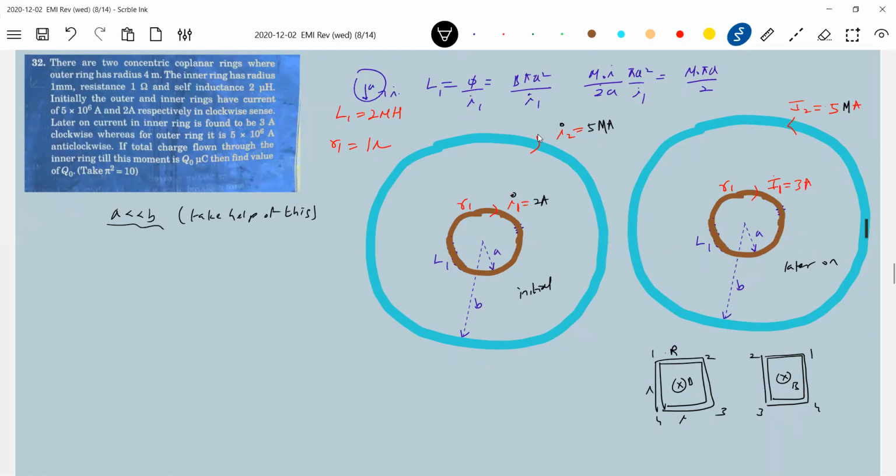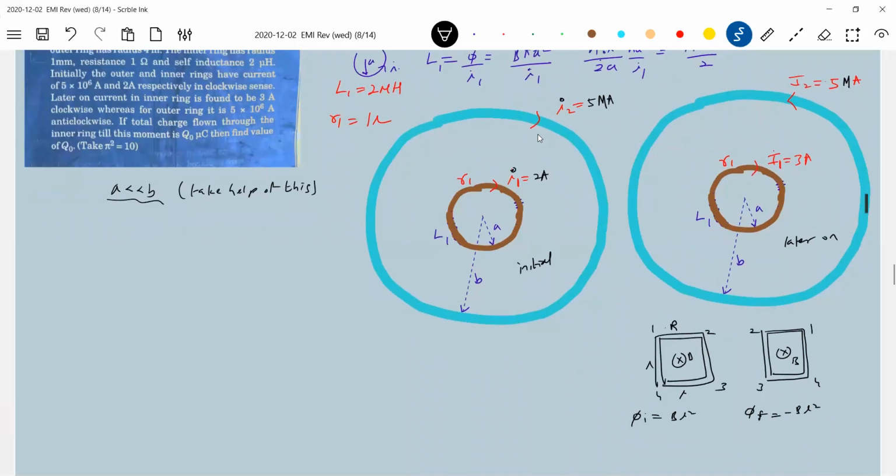Can you say what the flux linking is? Initially, let's assume that n cap is in the direction of that. Finally, what will happen? The n cap will be opposite to this. So what is the initial flux? B into L square. What is the final flux? Minus B L square. So what is the change in flux?